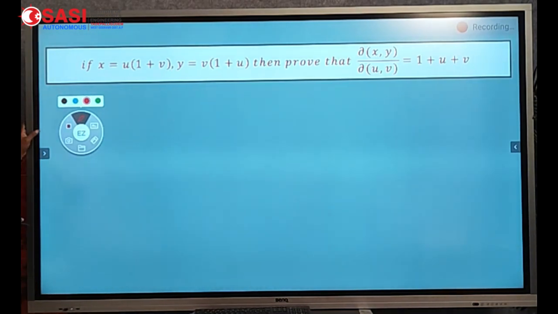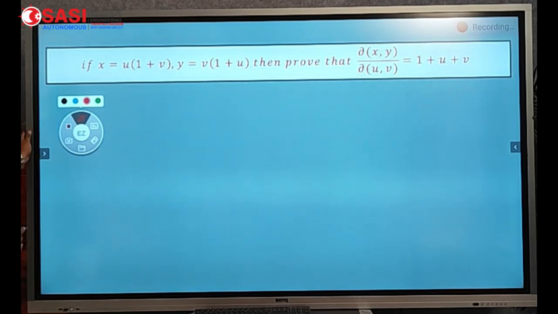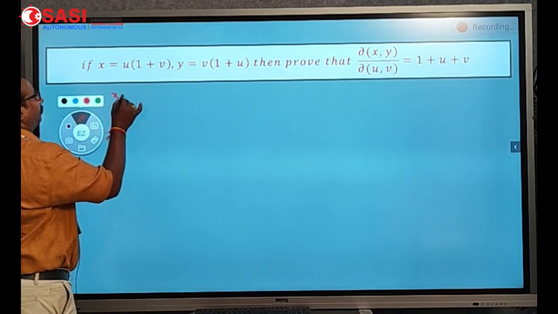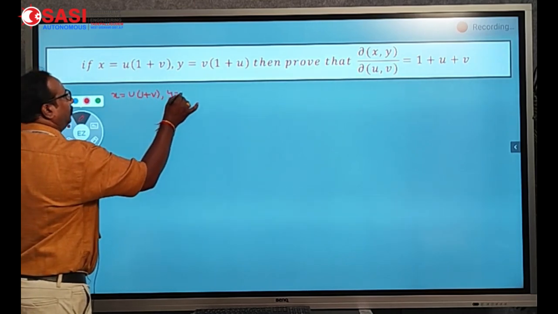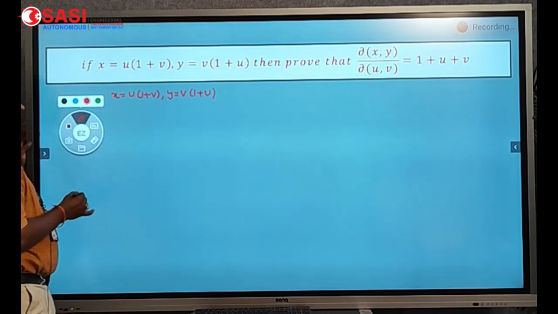Now coming to the problems, here I am going to explain one problem related to the Jacobian. Given x equals u into 1 plus v and y equals v into 1 plus u, we have to prove that dou of x, y by dou of u, v equals 1 plus u plus v. So take the given, x equals u into 1 plus v and y equals v into 1 plus u. Calculate their first order partial derivatives.